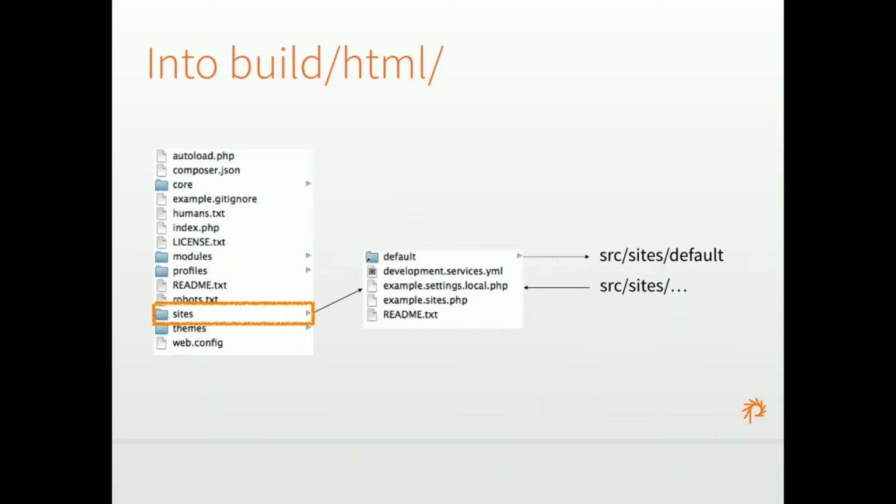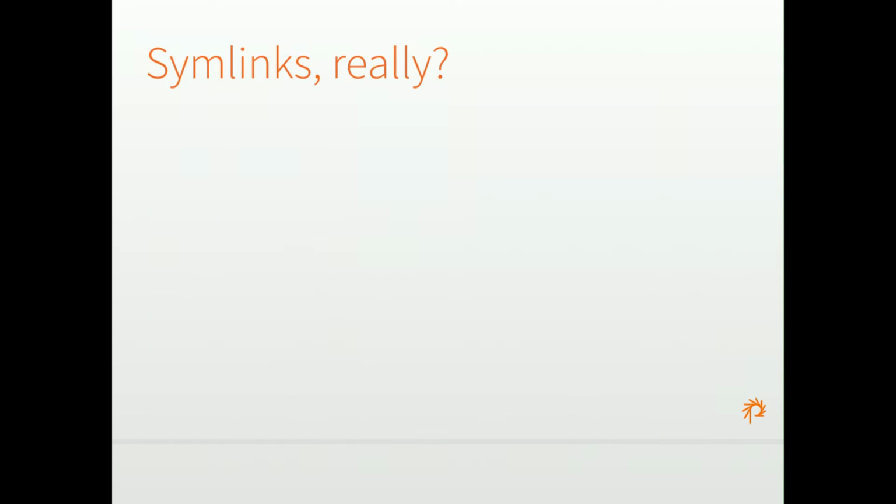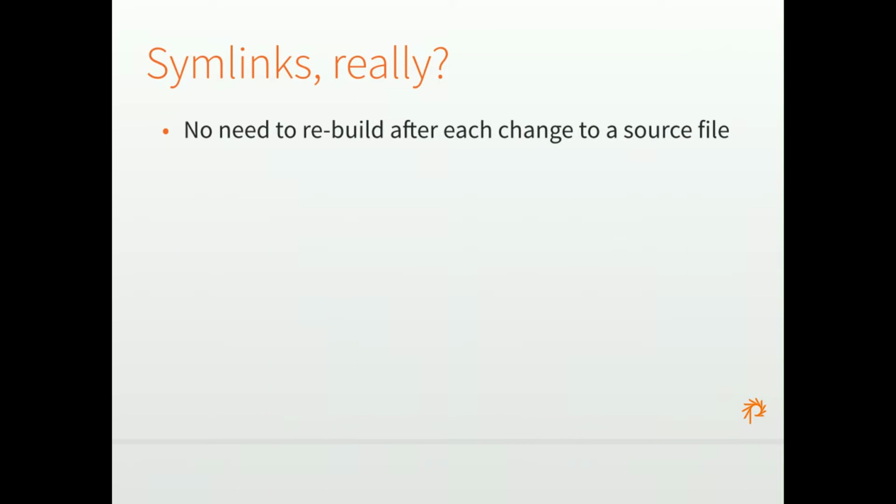There's some other files that can be pulled in here. And themes is very similar to modules, where we have a contrib theme that's been pulled down from d.o and a symlink for our custom themes back to source themes. And so what this has done is interwoven our custom code that's under source with this built-out Drupal doc root. And I do want to talk about symlinks because it might be a little surprising to see that as part of this.